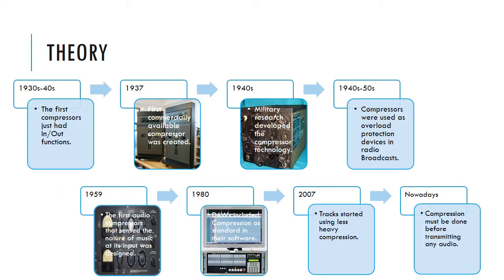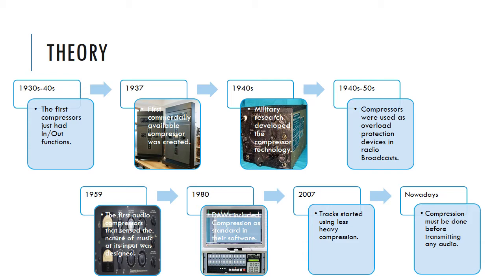Compression is the process of reducing the dynamic range between the loudest and quietest parts of an audio signal. It was first started to control the volume of TV presenters with respect to audience clapping. At that time, the compressor had just in-out functions. Then, the first commercially available compressor was created in 1937.